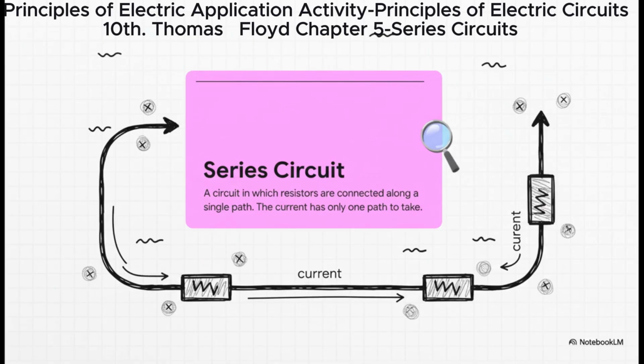That's the answer. In a series circuit, there's only one road for the current to travel. It leaves the source, goes through the first component, then the next, and the next. There are no off-ramps, no forks in the road. It's a one-way street, and that is the defining feature. And think about what that means. If you get a break anywhere in that path, poof, the entire circuit is dead.